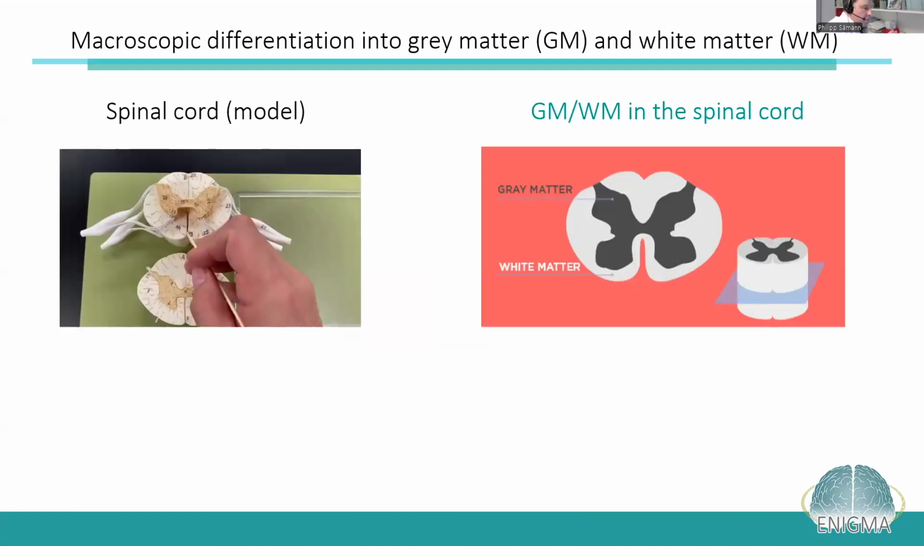The same basic 2-compartment structure can also be found in the spinal cord, but we will not go into the detail of the anatomy at this point.